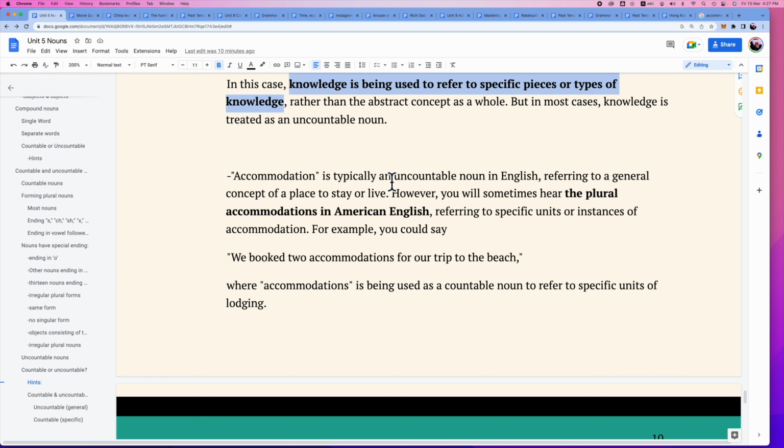Accommodation is also an uncountable noun in English, referring to the general concept of a place to stay or live. However, you will sometimes hear plural accommodations in American English, referring to specific units or instances of accommodation. For example, we booked 2 accommodations for our trip to the beach.